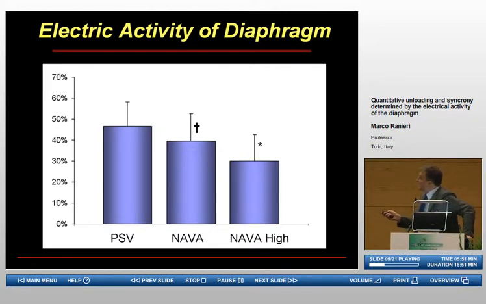The electrical activity of the diaphragm measured during standard pressure support, NAVA, and NAVA set to provide 10 centimeters of water of pressure more than what was clinically used, demonstrated that with NAVA, using the driving algorithm of the ventilator, the electrical activity of the diaphragm was significantly lower. Please pay attention to the fact that the level of pressure here and here is identical. So by using a different driving mechanism, the electrical activity of the diaphragm was reduced by NAVA.